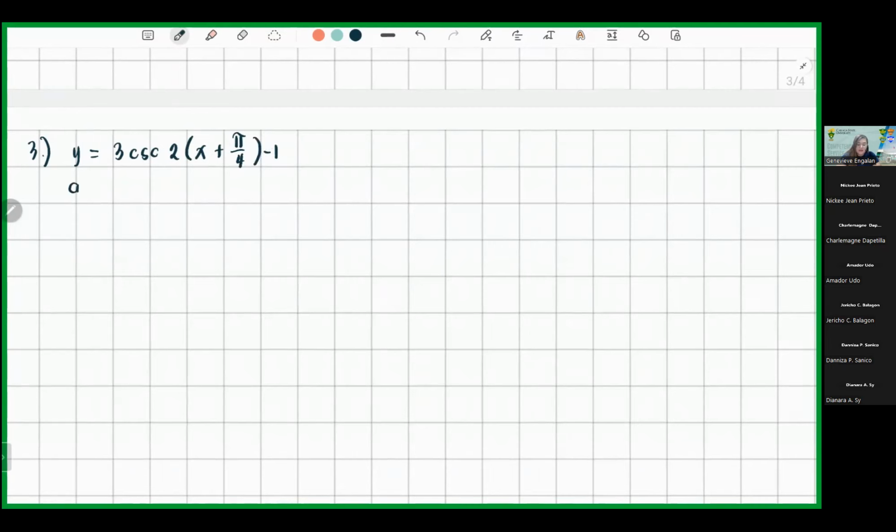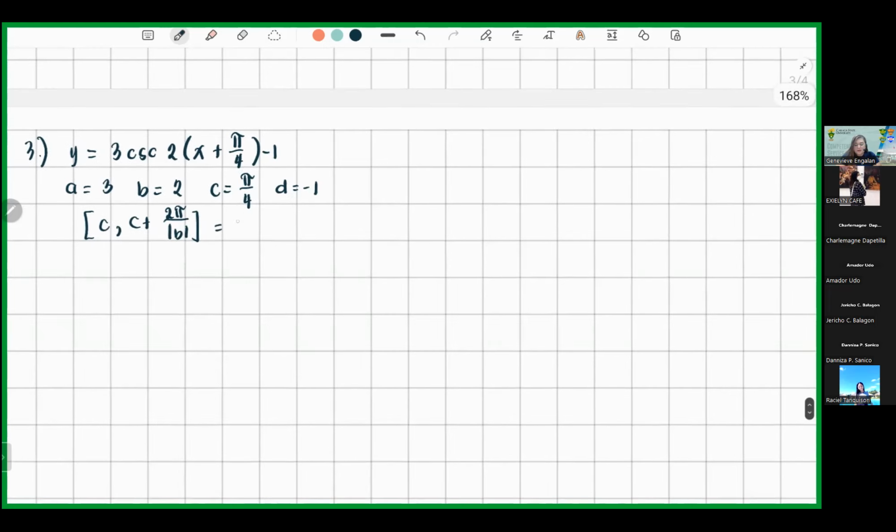Again, kinsa si A, you have 3. Si B, you have 2. Si C is equal to pi over 4. Ang D na to is negative 1. Okay, pareha ra gihapon to tong process. So, domain na to. Later na ta magkuan sa tong domain, range, mga amplitude. So, atong kinahanglan is katong C plus 2 pi over absolute value of B.